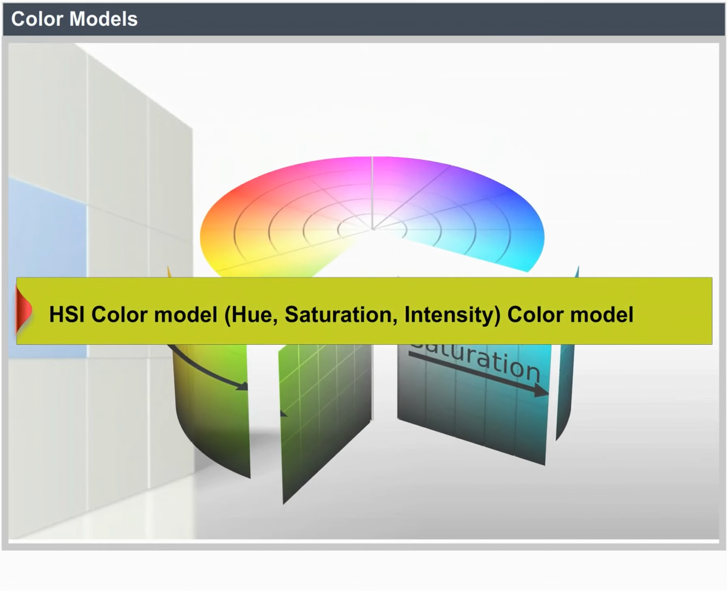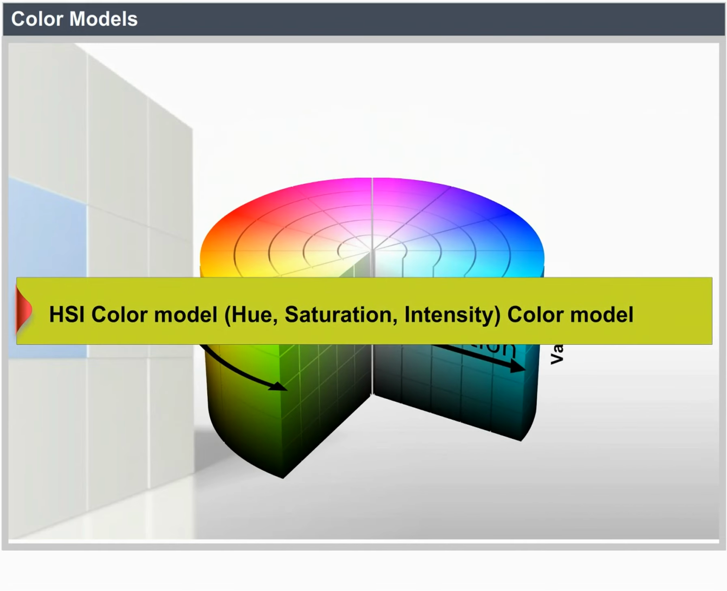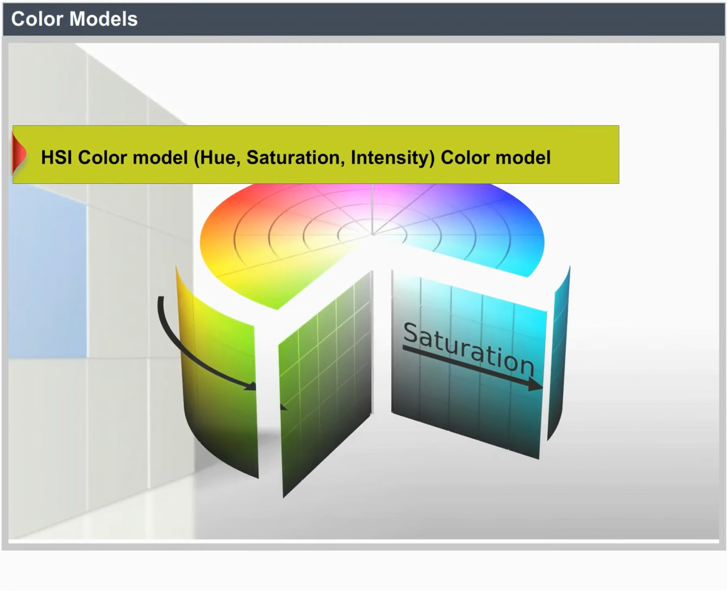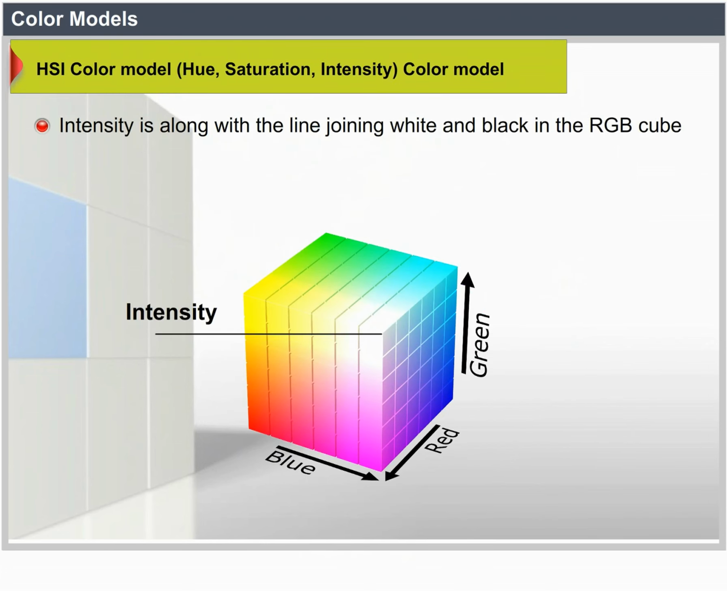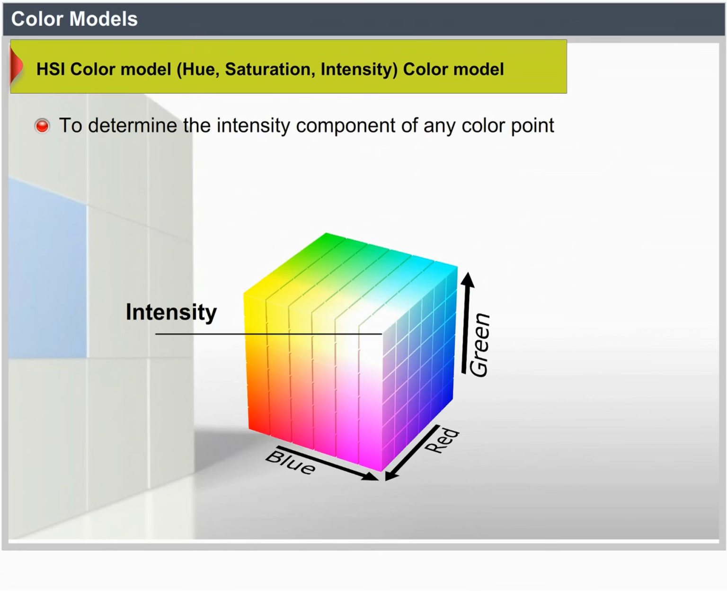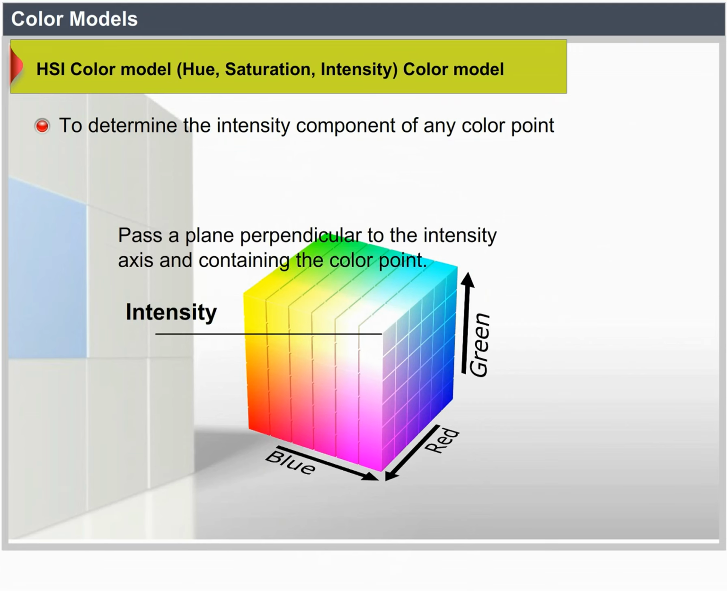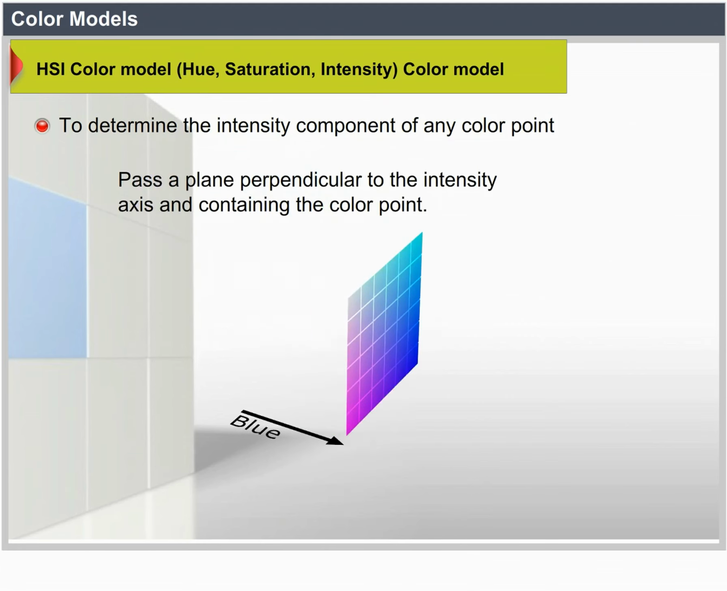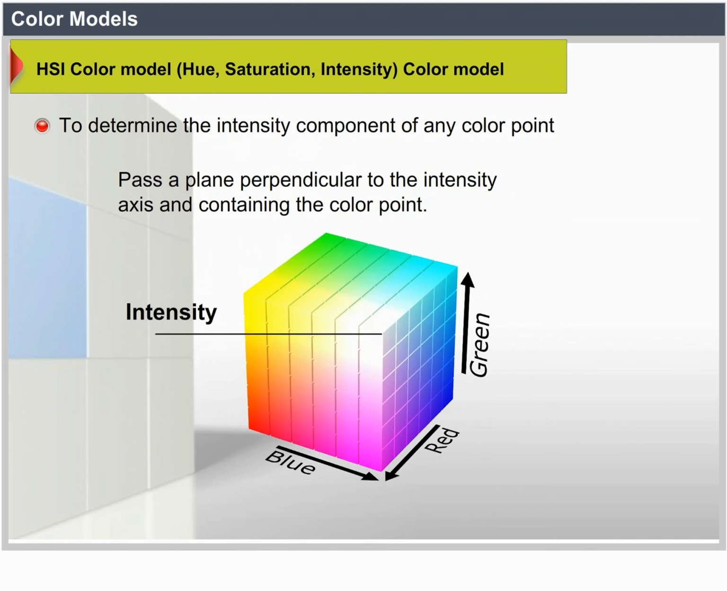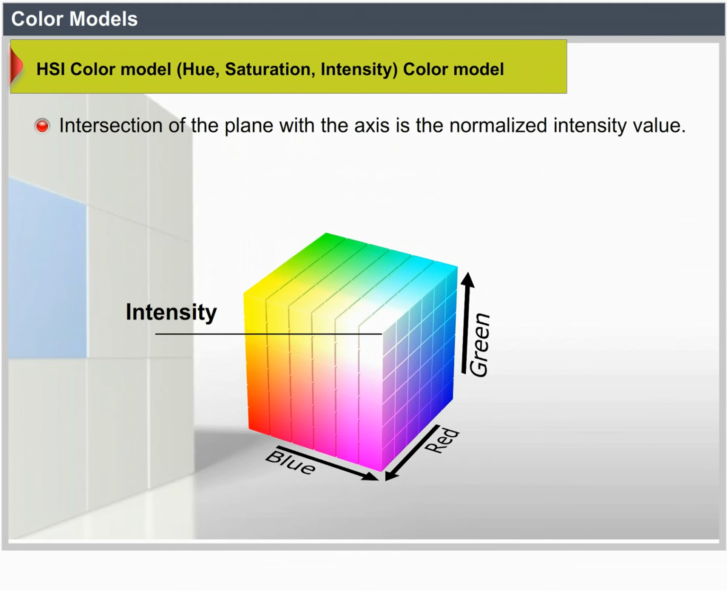HSI color model: hue, saturation, intensity color model. Intensity is along the line joining white and black in the RGB cube. To determine the intensity component of any color point, pass a plane perpendicular to the intensity axis and containing the color point. The intersection of the plane with the axis is the normalized intensity value.